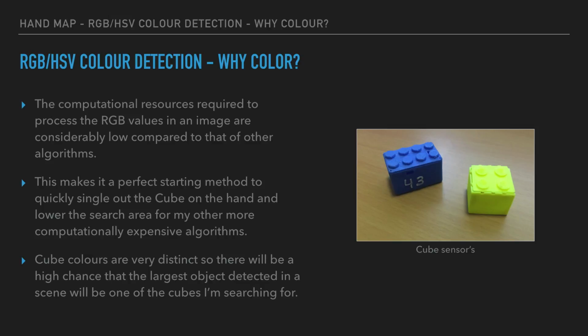I'd like to discuss first why I've chosen color as my primary method of detecting objects. Well, the computational resources required to process the RGB and HSV values in an image are considerably lower compared to that of other algorithms. This makes it a perfect starting method for quickly singling out the cube on the hand and lower the search area for my other more computationally expensive algorithms to go over. Cube colors are also very distinct, so there will be a high chance that the largest object that I'm looking to detect in a scene will also be the cube that I'm searching for.